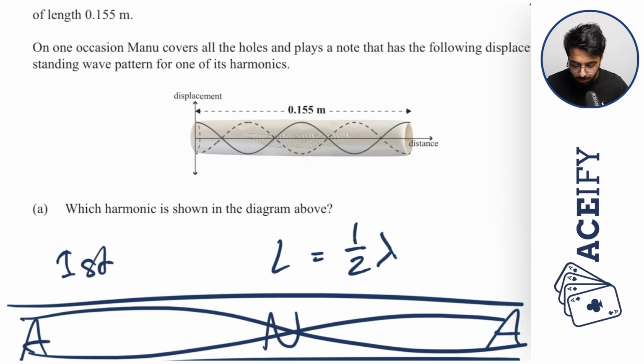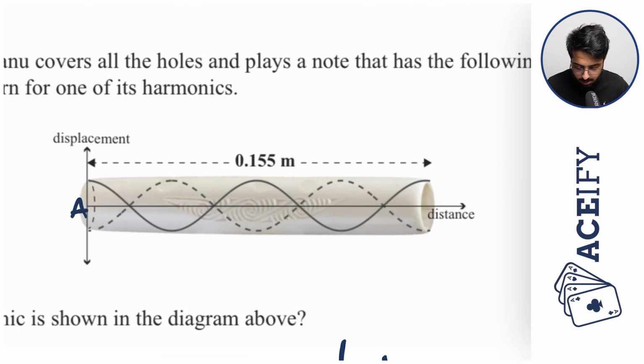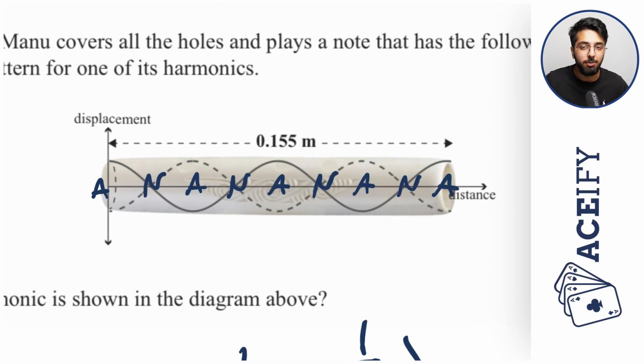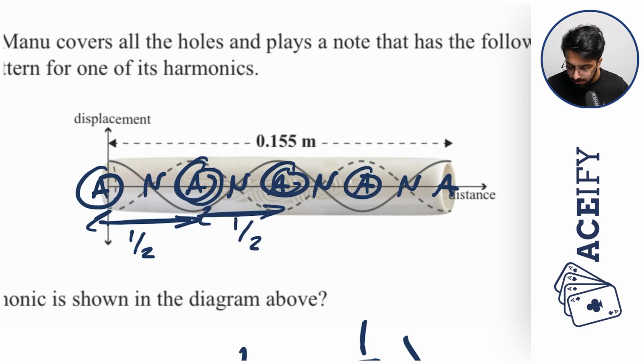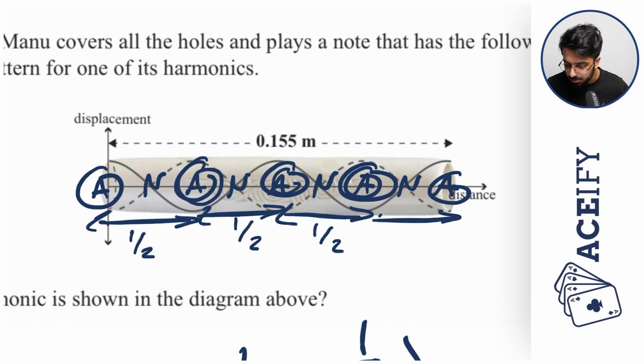If we look into here, we can see we have an antinode over here, a node over here, antinode, node, antinode, node, antinode. In order to find each half of wavelength, we can look at successive antinodes or nodes. We have a pair of successive antinodes right here, and so this is half a wavelength. Another successive pair right here, and so this is another half. Another successive pair right here, another half. And a final successive pair right here, another half.